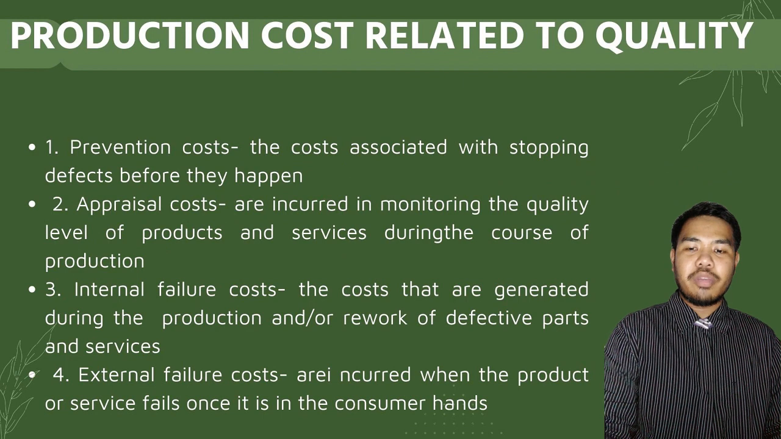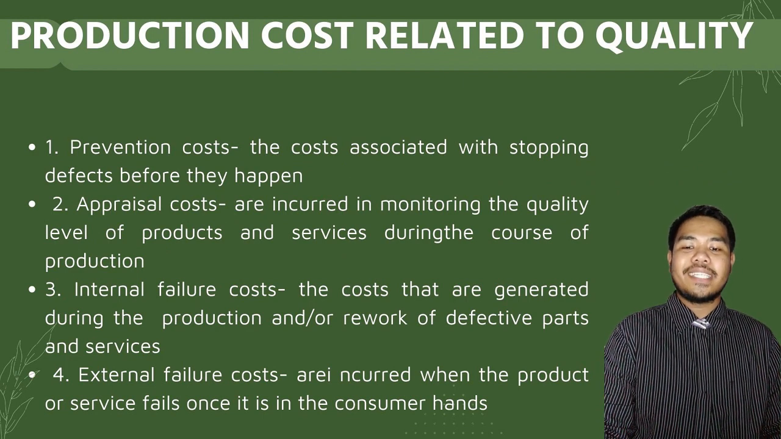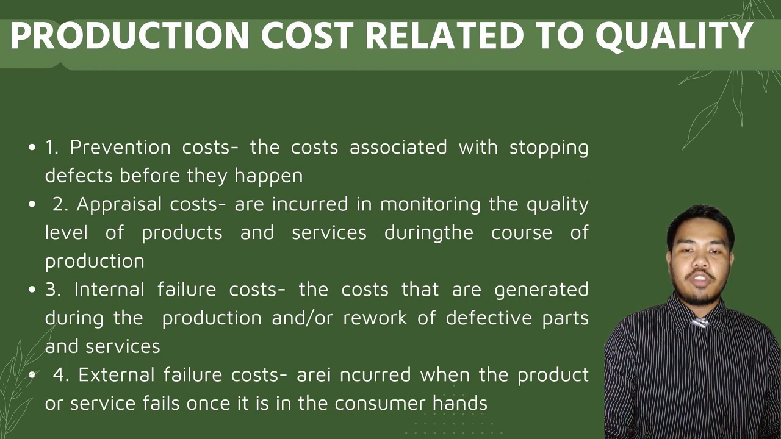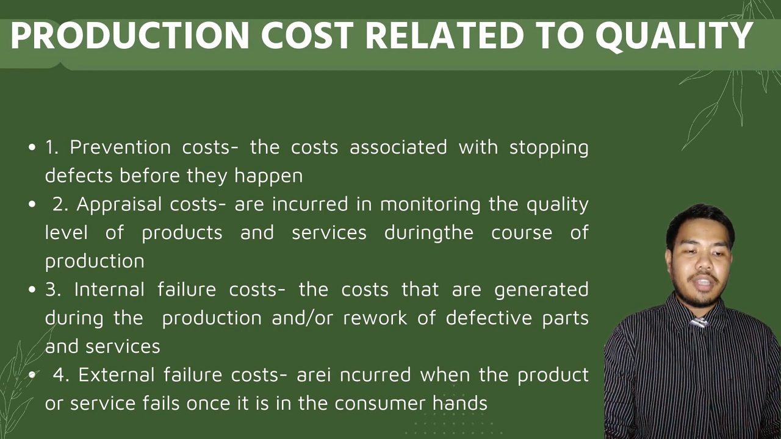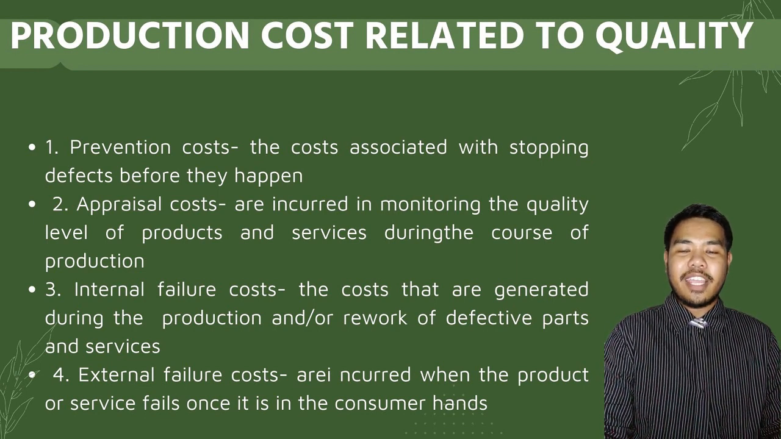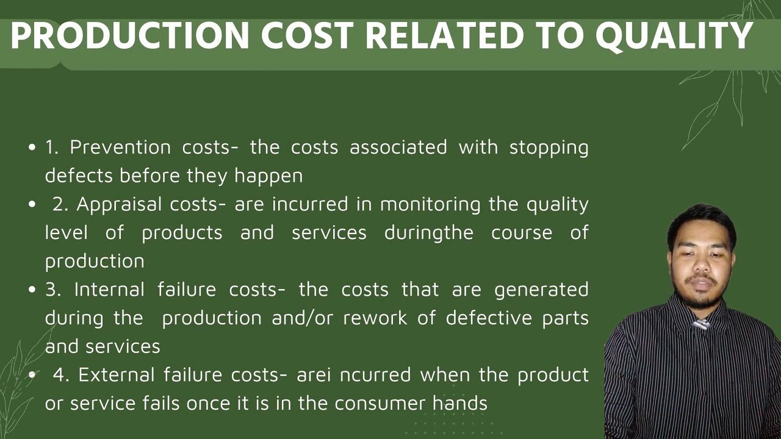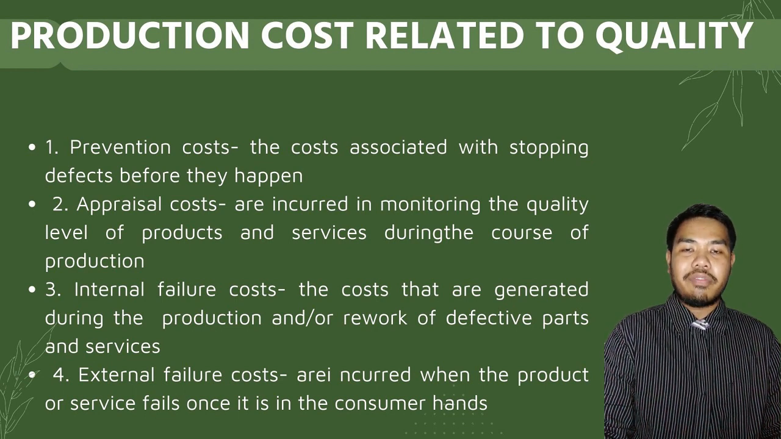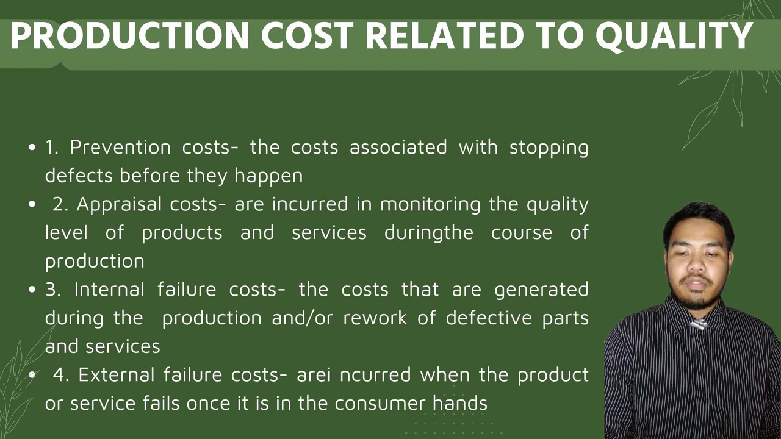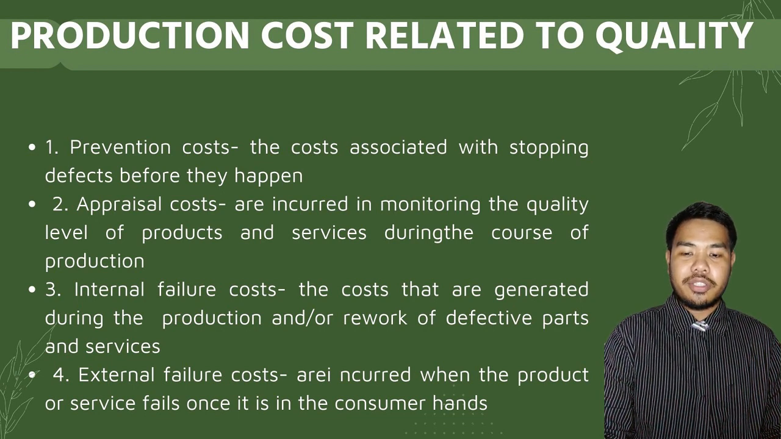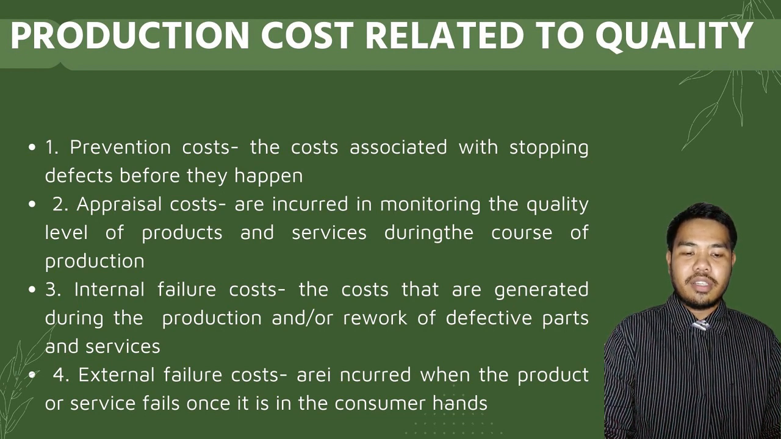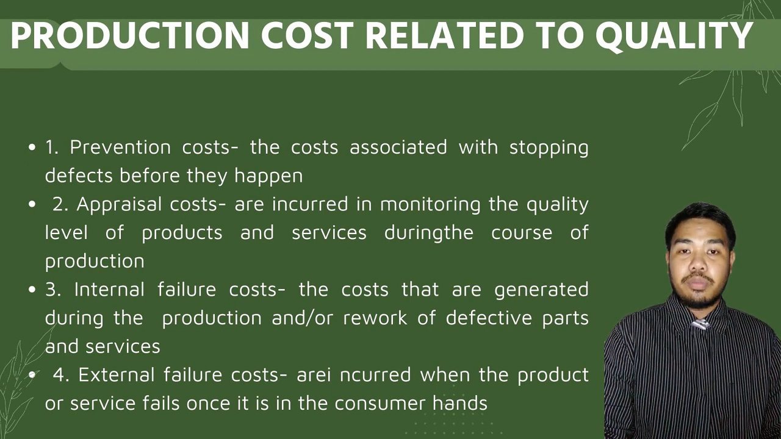And now let's move on with the production cost related to quality. First, we have the prevention cost, associated with stopping defects before they happen. Second, appraisal costs are incurred in monitoring the quality level of products and services during the course of production. Third, we have internal failure costs, the costs that are generated during the production and or rework of defective parts or services. Fourth, we have the external failure costs, which are incurred when the product or service fails when it is in the consumer's hands.